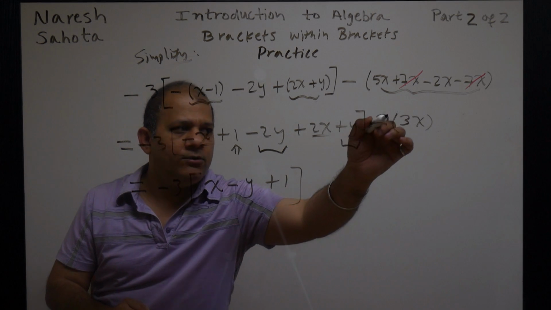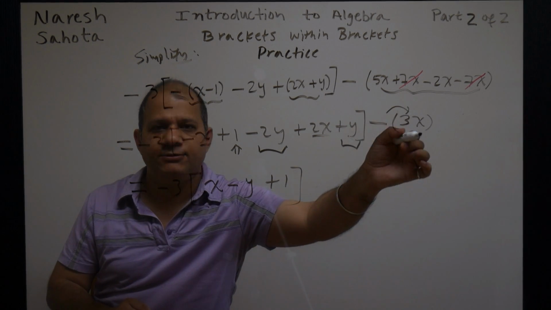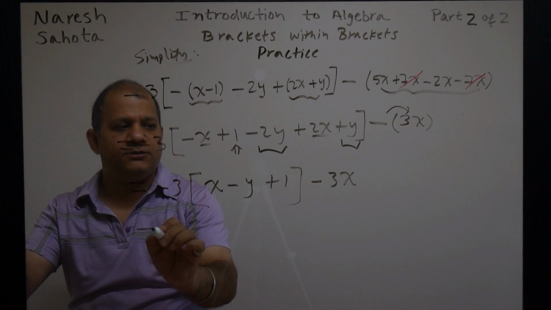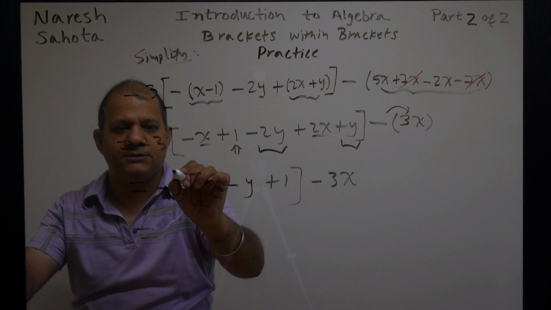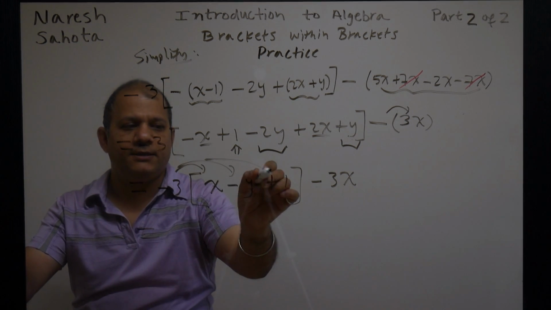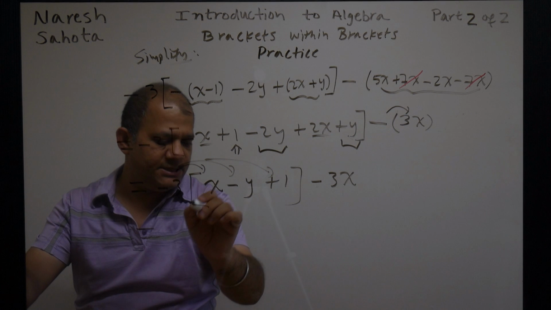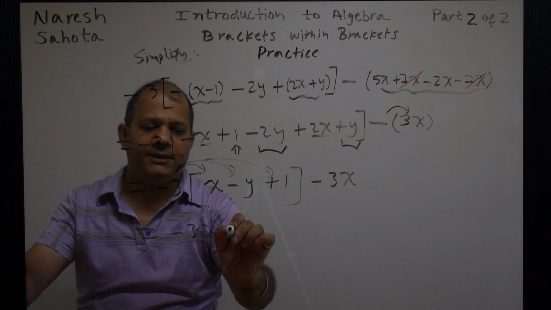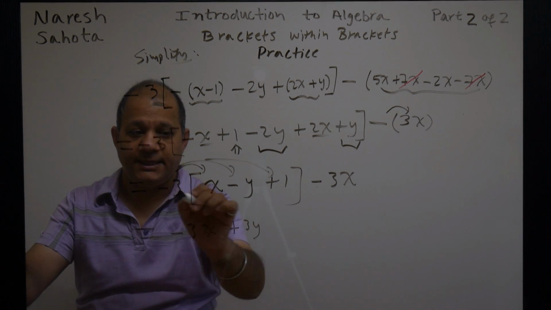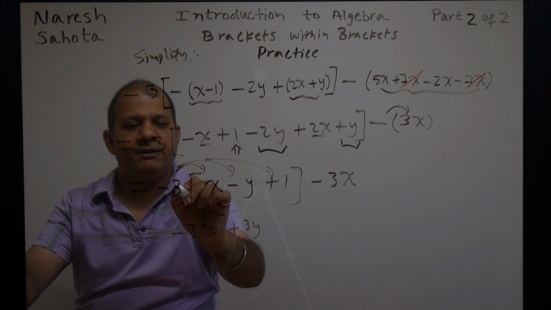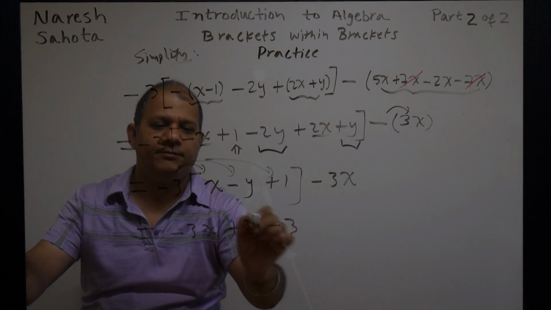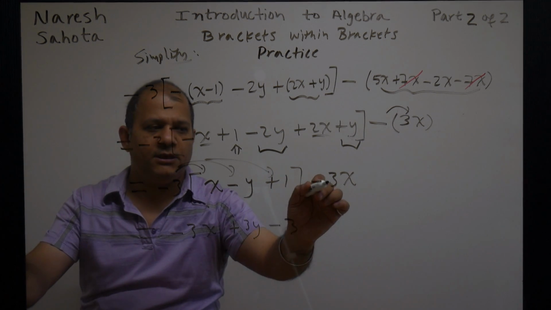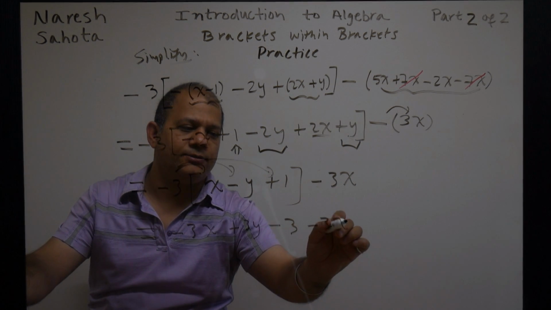Okay, now this one here, -1 times 3x is -3x. Okay, so now we can remove square brackets by multiplying -3. So -3 times x is -3x, -3 times -y is +3y, because negative times negative is positive. Now -3 times 1 is -3, because negative times positive is negative. So we've removed square brackets. Now copy the last term, which is -3x.